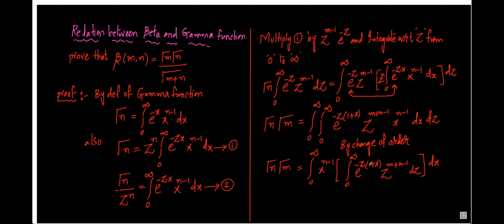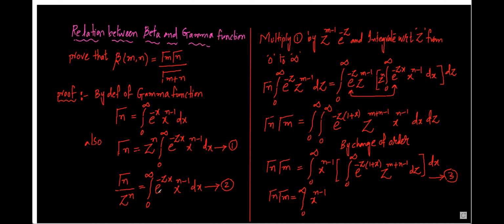The terms of x we wrote along with the dx, and the terms of z along with the dz. So finally, gamma of m into gamma of n is equal to integral 0 to infinity, x to the power of n minus 1 as it is. Now you notice this term. This one we should compare with equation number 2. Just see the difference between equation number 2 and equation number 3.